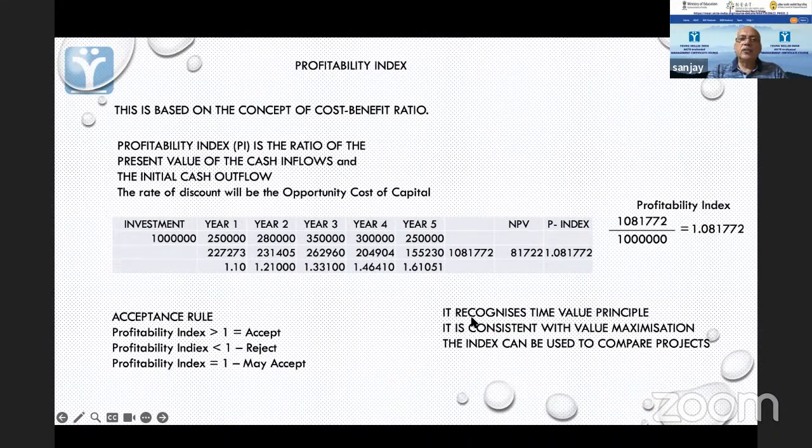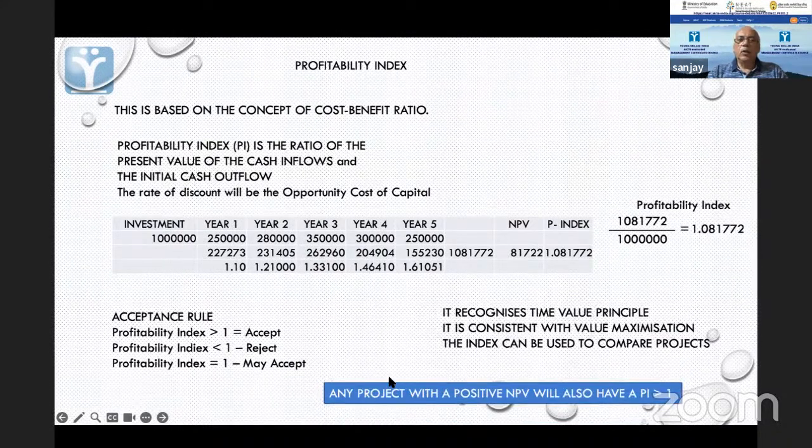What are the advantages of the method? It recognizes the time value principle. It is consistent with value maximization. The index can be used to compare different projects. So if I have many projects and if I can calculate the index for each, then I can simply look at these projects and go with the project which gives me the highest profitability index. That is the basic logic there.